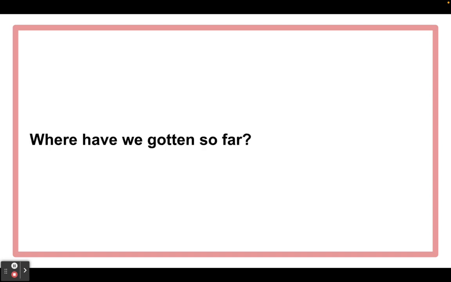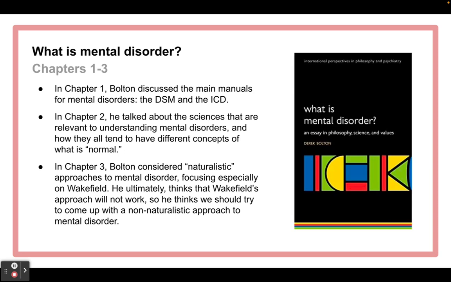Okay, so I think what would be good is to start with where we have gotten so far in this book. So I'm going to review chapters 1 through 3 very briefly. In chapter 1, Bolton discusses the main manuals for mental disorder, the ICD and the DSM. The ICD is the World Health Organization's manual for diseases and illnesses in general, which has a section on mental disorders. The DSM is the American Psychiatric Association's manual for mental disorders. He talks about them mostly in chapter 1.